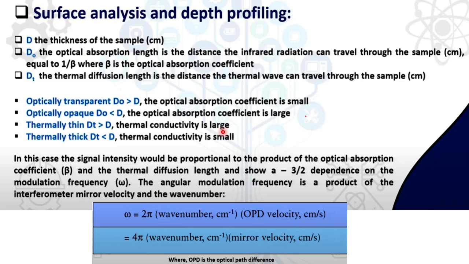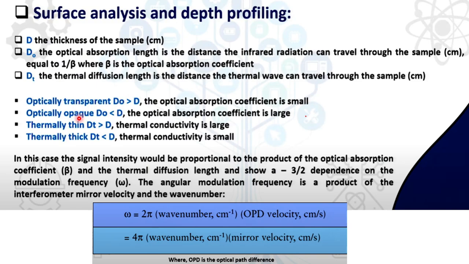So we have also told that the advantage or significance of PAS is it can do both surface analysis and depth profiling. How can it do that? First, d is the thickness of the sample. d0 is the optical absorption length, or OAL, that is the distance the infrared radiation can travel through the sample, that is, how much distance radiation can travel from the surface to the bulk, equal to 1 by beta, where beta is the optical absorption coefficient, that is an inherent property of a sample. And dt is the thermal diffusion length, that is the distance the thermal wave can travel through the sample.